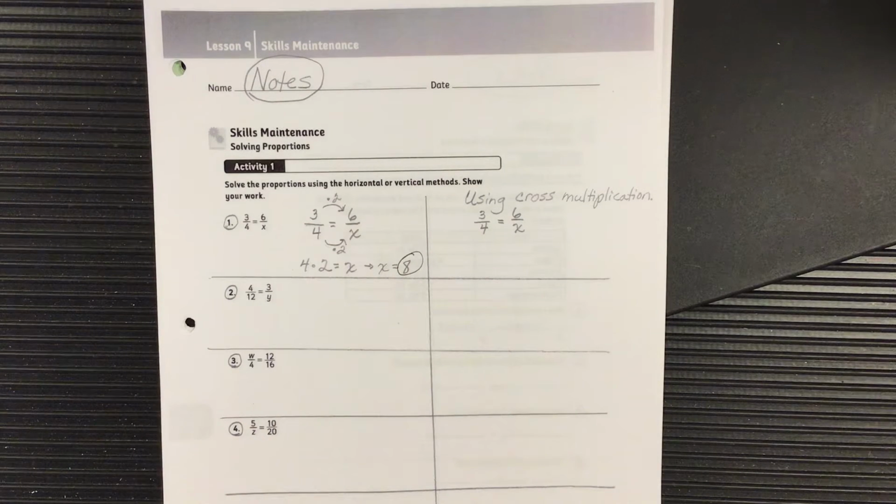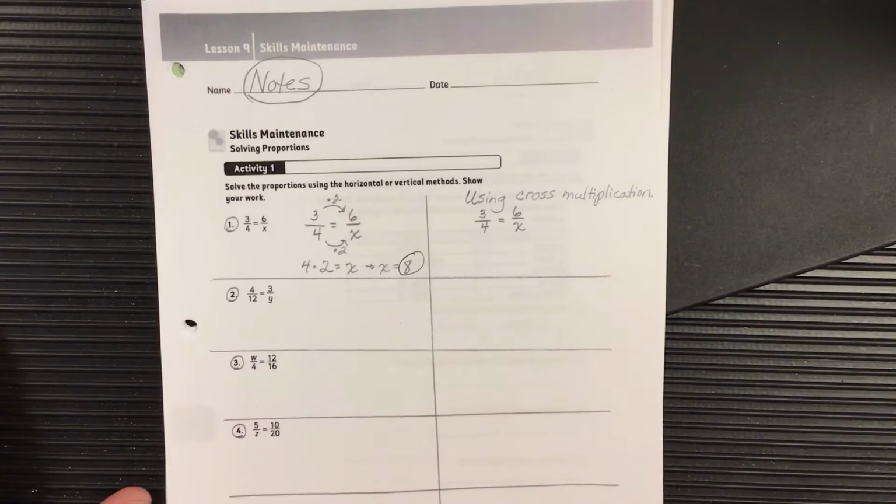That is the horizontal method. Our arrows are drawn horizontally. Cross multiplication. Yes, Chloe. Is that the easiest way? It's going to be your preference, Chloe. I said whichever way is the easiest for you. Okay?